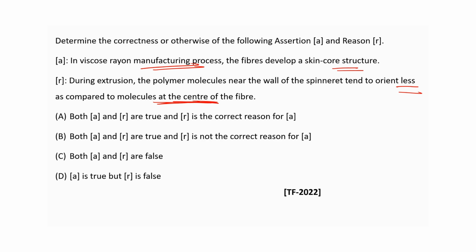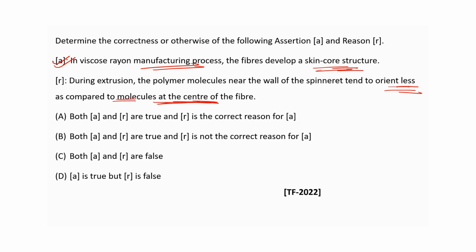And talking about the manufacturing process of viscose, it includes many steps. The first one is steeping, then shredding, then aging, then xanthation, then ripening, then the spinning solution is prepared, and finally it is filtered, and from the spinning solution the viscose fiber is produced. So if you know that the fibers in this process develop a skin-core structure, this is right. So the assertion is true. But during extrusion, meaning during the spinning process, when the spinning solution gets extruded to the outside, the polymer molecules near the wall tend to orient less as compared to the molecules at the center.